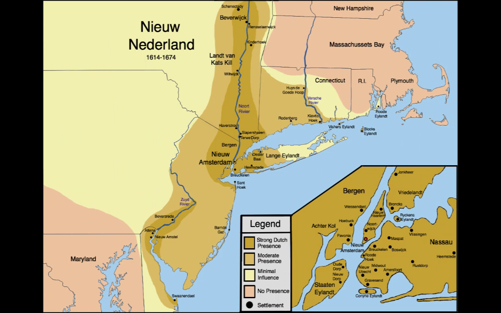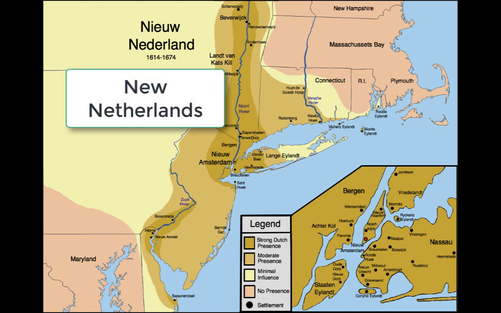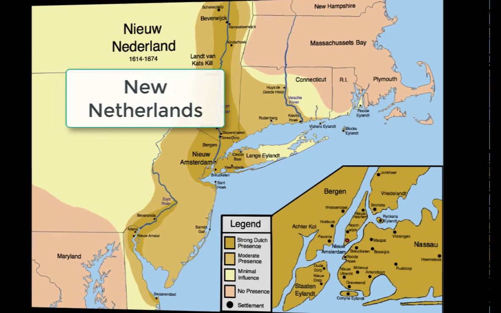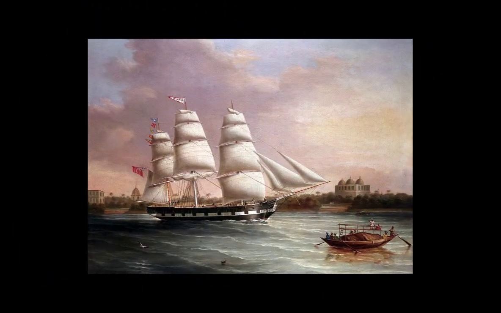Okay, the next major new empire was the New Netherlands. The New Netherlands was set up by the Dutch. What's important to understand is that the Netherlands at the time was a country, but it was basically just a big business. How is that the case?